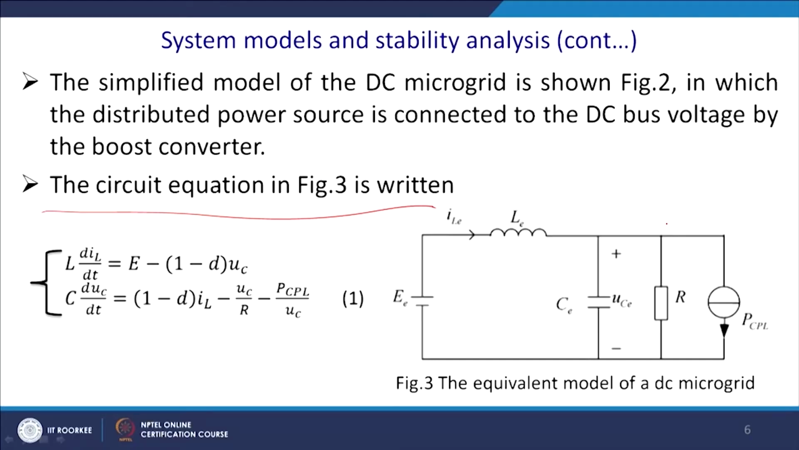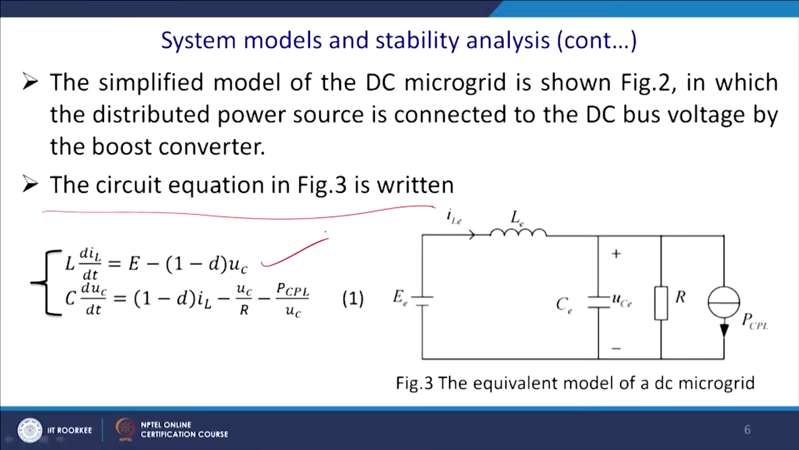And thus if you say that when the switch is on the duration is d, then when it is off that value will be 1 minus d. For this reason, when the switch is off, this equation is written: L di/dt equals E minus (1 minus d) times Uc, where Uc is the voltage across this capacitor. Similarly, C duc/dt equals (1 minus d) times IL minus Uc by R plus the load current, since this point voltage is Uc as has been mentioned here. So, the current drawn by this constant power load will be the power of this CPL divided by the voltage Uc. So, ultimately the current drawn will depend totally on this voltage of this boost converter.